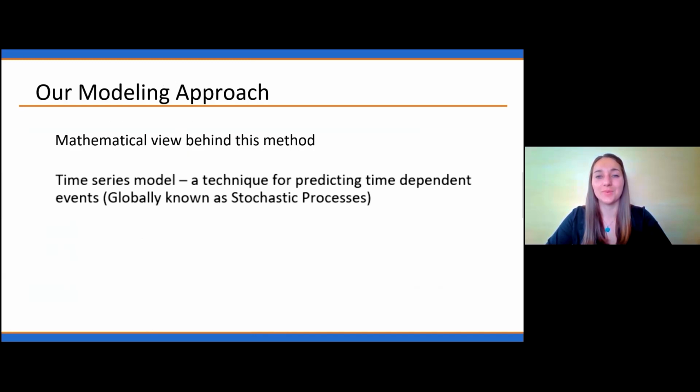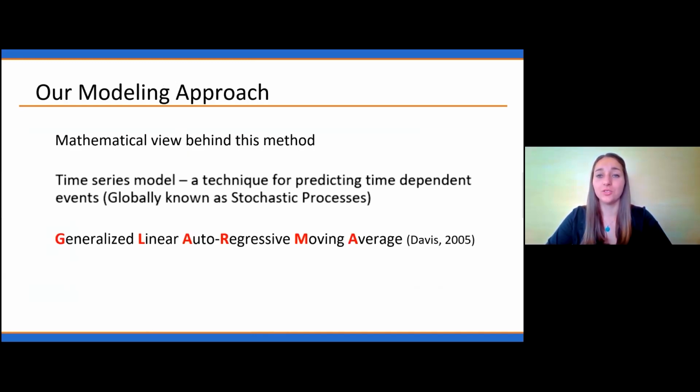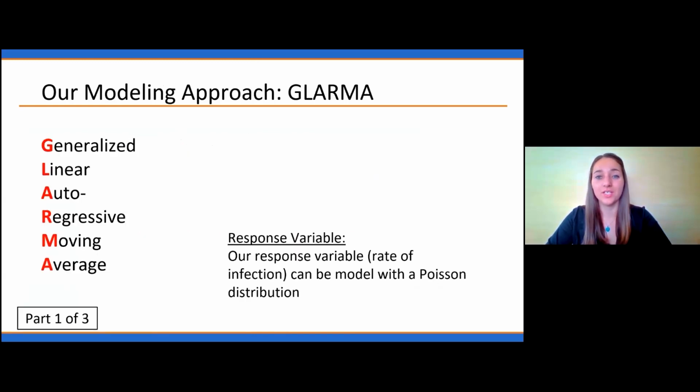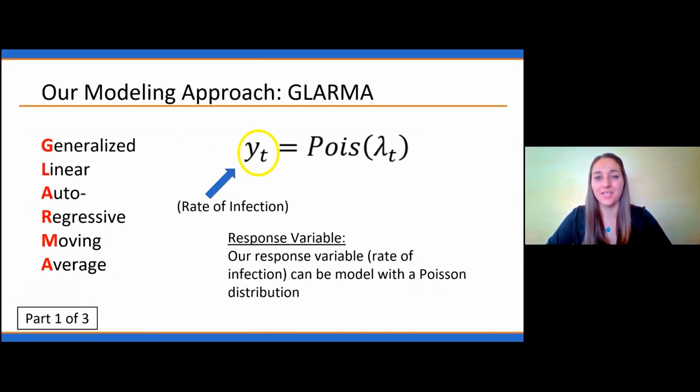This technique is a time series model, and our method is called Generalized Linear Autoregressive Moving Average, or GLARMA for short. And there are many components within this method, and I'll break it down into 3 parts. First, the response variable follows a Poisson distribution to account for the time series nature. To provide further mathematical details, the response variable y sub t at time t is modeled by a Poisson distribution whose intensity function at time t is demonstrated by lambda sub t.